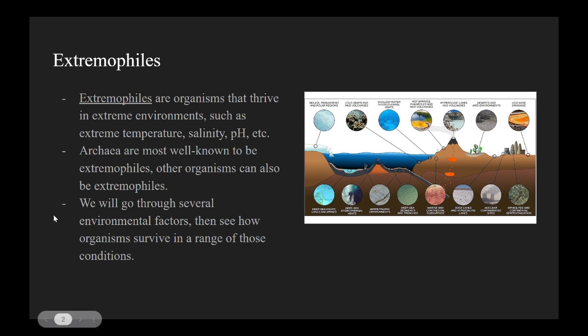So here, what we're going to do is go through various environmental factors, like for example, temperature. Then we'll see how different extremophiles survive within a range of different temperatures. So we'll see what adaptations a microbe needs to have to survive in extreme high temperatures or extreme low temperatures.